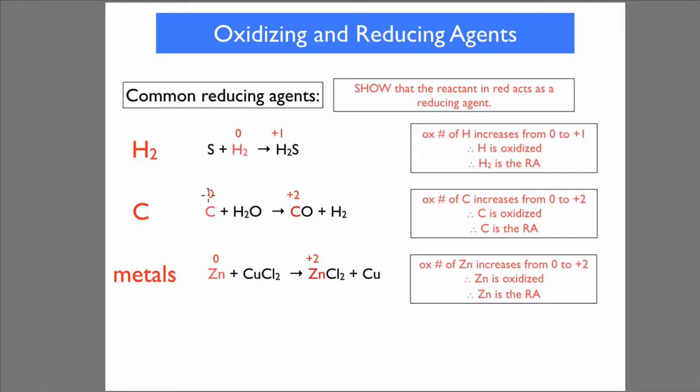Here, carbon's gone from 0 to +2. The oxidation number of carbon increases from 0 to +2. Therefore, the carbon is being oxidized. Therefore, the carbon here is the reducing agent. And the metals, we've got zinc going from 0 to +2. So the zinc is obviously being oxidized. The oxidation number is increasing. Therefore, zinc is the reducing agent.